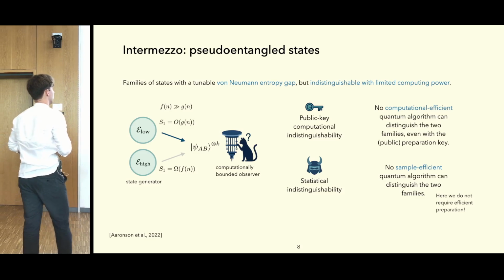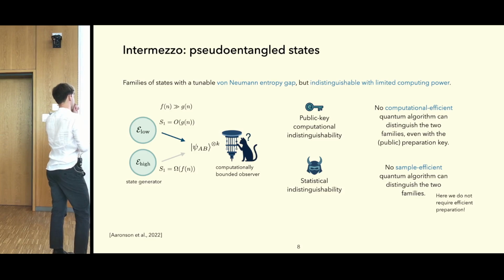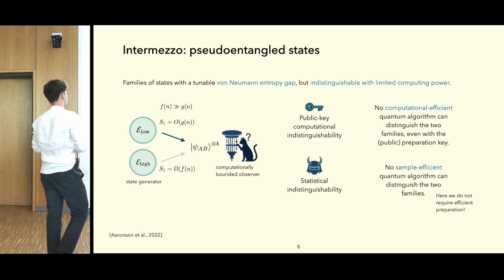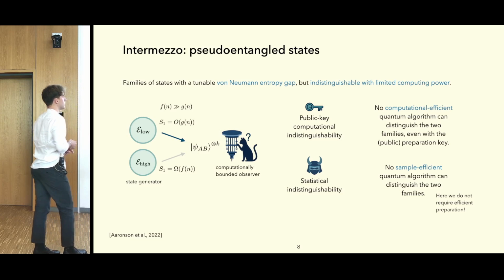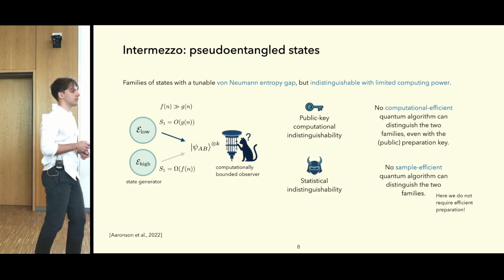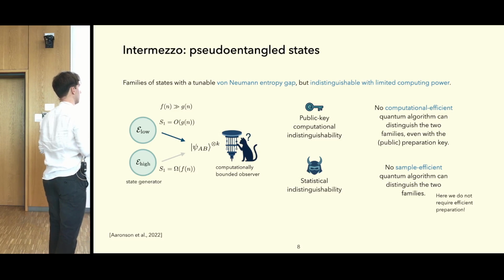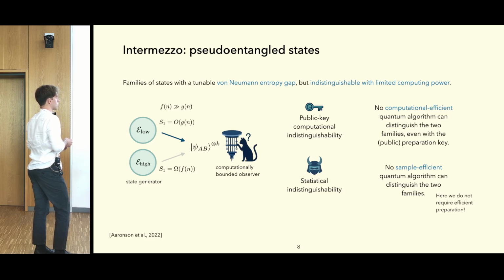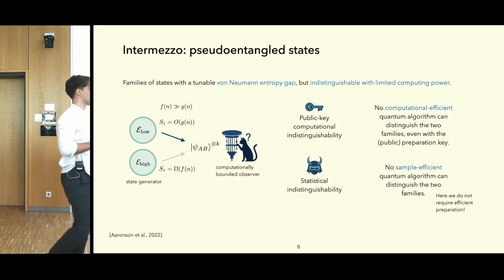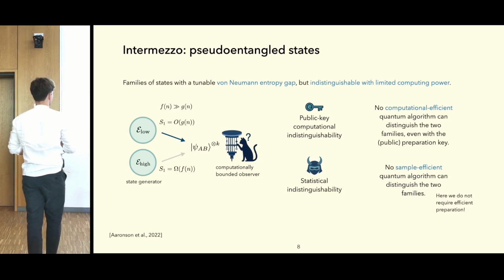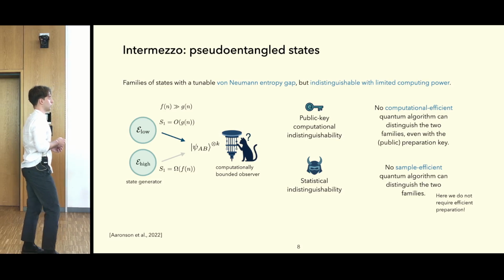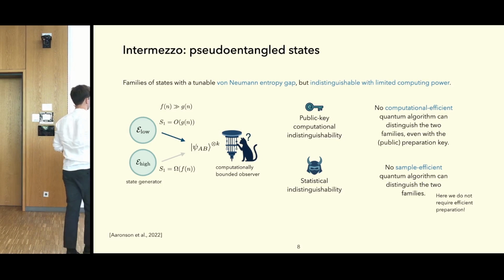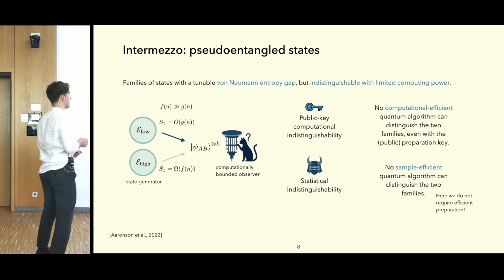So in the public key scenario, the computationally bounded observer has access to some key which contains the classical description of the state. If the two families are public key pseudoentangled, then it cannot distinguish between them with computationally efficient algorithms, even when it has access to this public key. On the converse, in the statistical indistinguishability case, there is no classical description, but the agent is only sample efficient and not computationally efficient, and still cannot distinguish between the two families. And in this second case, we don't actually require efficient state preparation.